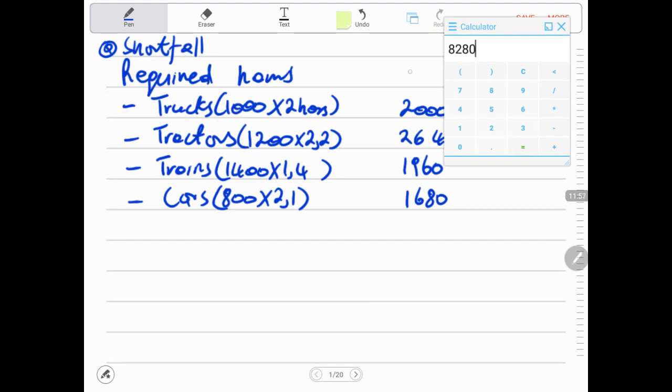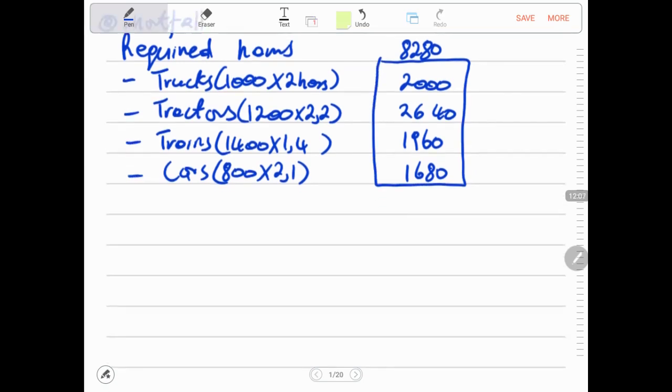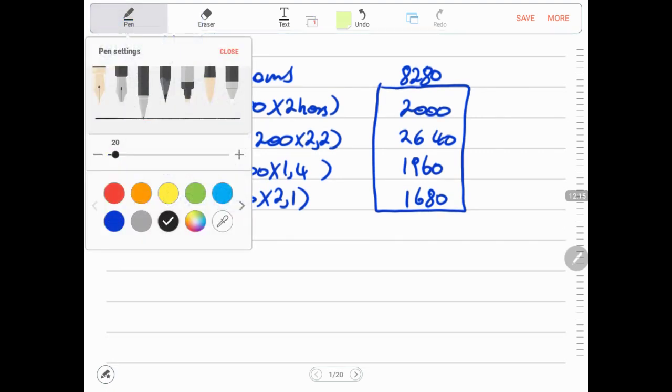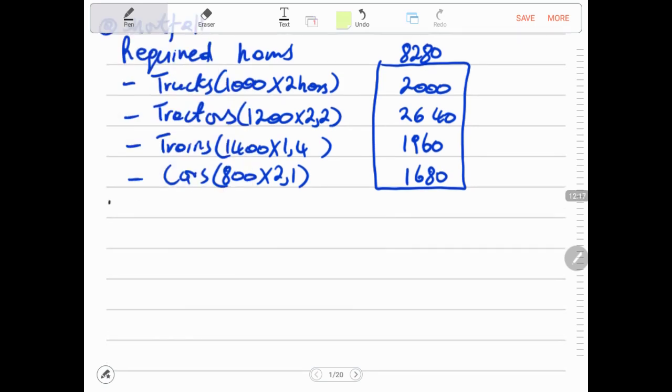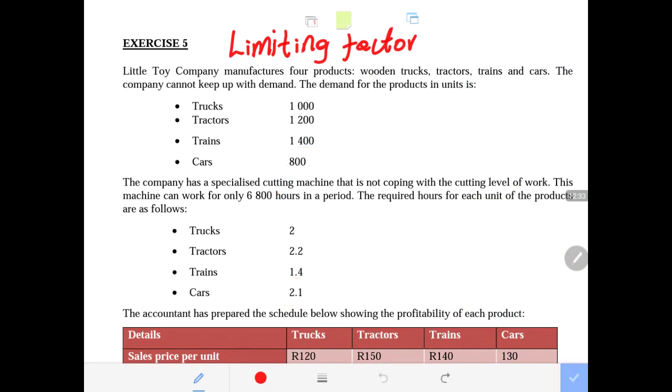And we add all the required hours, 1,680 plus 1,960, plus 2,640, plus 2,000. This gives us the required hours as 8,280. These are the hours that are required to manufacture the required demand. But if this is what is required, then the question is, what is available? Is what is available equal to what is required? So now let us say available hours. Available hours are normally given. And in this case, our available hours were 6,800, meaning the hours that the machine could manufacture.